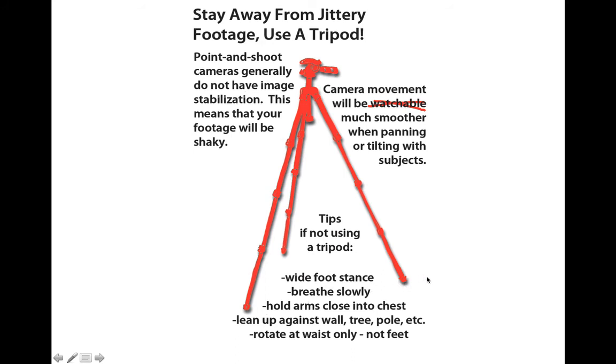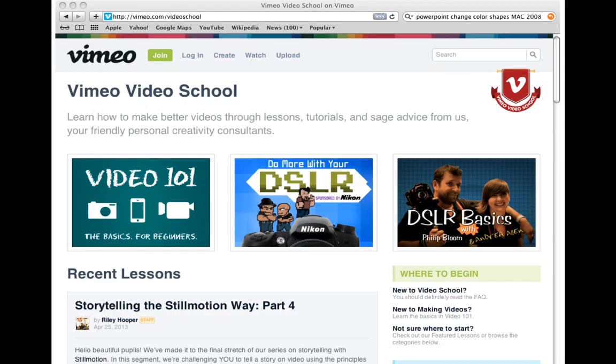If you don't use a tripod, it's really a good idea to widen your feet a bit and rotate from your hips, not from your feet. Lean up against the wall, or squat down and get on a knee and put your elbow down on your knee. Basically, the idea is you're trying to brace yourself into a stabilized shot. It's okay if it looks handheld, but we don't want that jittery, caffeinated look that a lot of these point and shoots and cell phones give us.